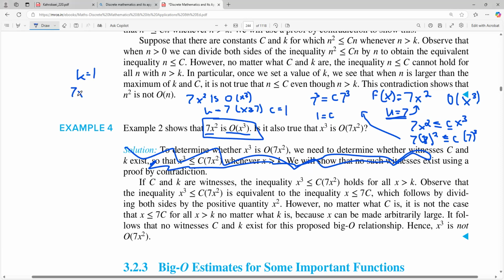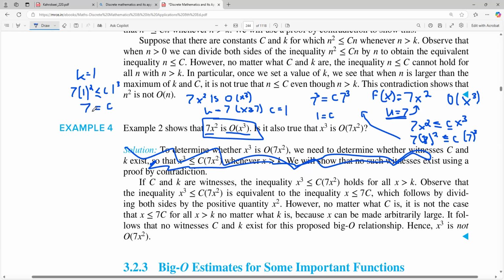That means 7x squared, 7 times 1 squared, this would be less than or equal to some c times x cubed, right? In this case, x is going to be 1. So c times 1 cubed. So we get 7 times 1 squared is 7. So that's what this is equal to. C times 1 cubed is 1.